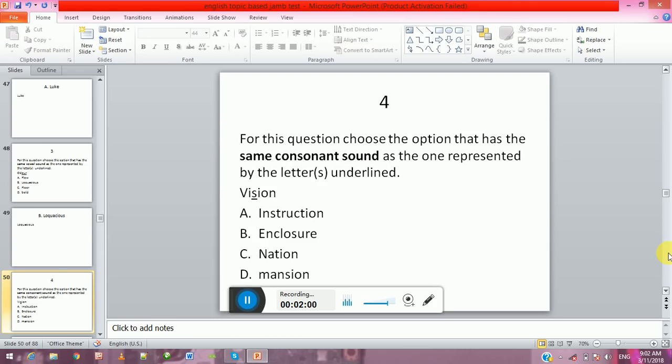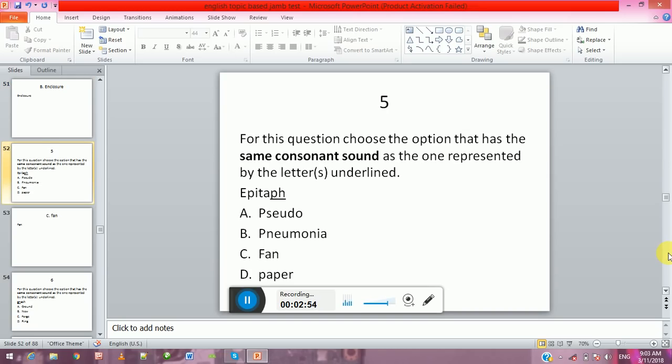Now we go to consonant sounds. For this question, choose the option that has the same consonant sound as the one represented by the letters underlined. The word is vision, and the underline is on the S. Option A is instruction. Option B is enclosure. Option C is nation. Option D is mansion. So you see the one that has the vision sound is enclosure. The other ones are instruction, nation, mansion, but we have enclosure. So the answer is B, enclosure.